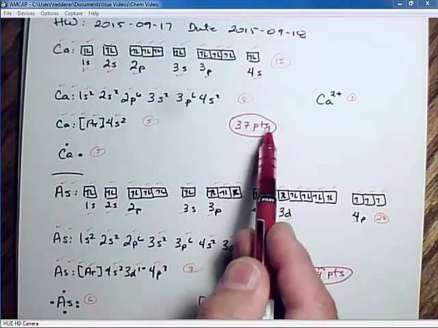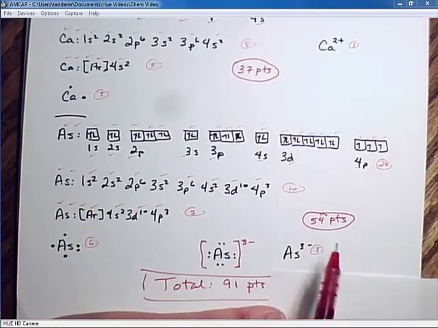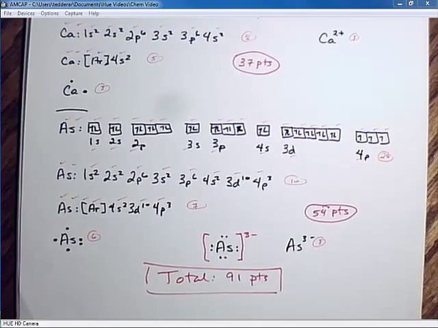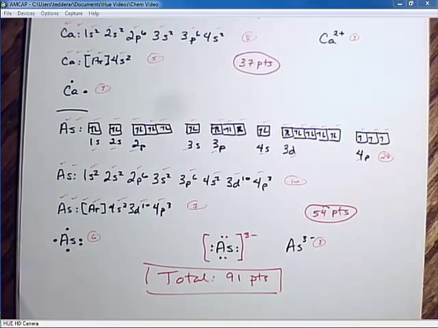Okay. All the points together for calcium is 37. All the points for arsenic is 54. All the points total, 91 for this assignment. Okay, so you're going to add up all the points and put the total points they earned in a square center top of their page.